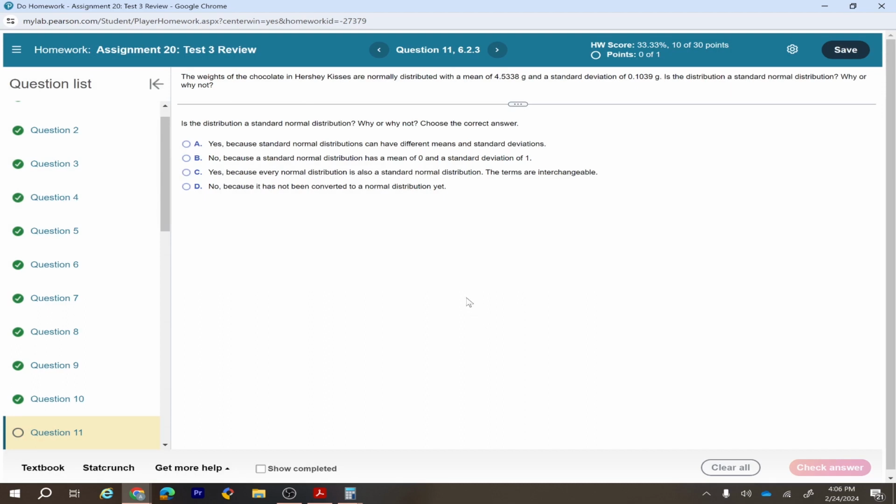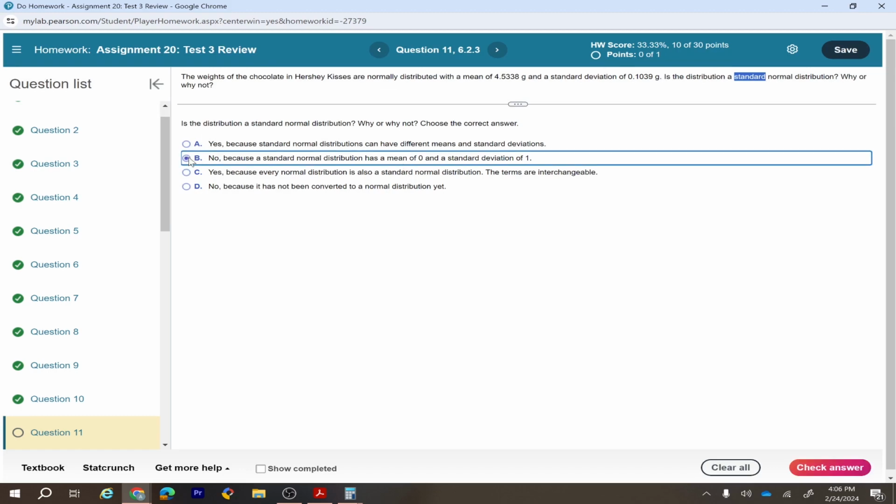The weights of the chocolates in Hershey Kisses are normally distributed with the mean 4.5338 grams and standard deviation 0.1039 grams. Is the distribution a standard normal distribution? Remember, it's normally distributed, but the mean is not 0 and the standard deviation is not 1, so it's normal but not standard. The answer is no, because a standard normal distribution has the mean 0 and standard deviation 1.